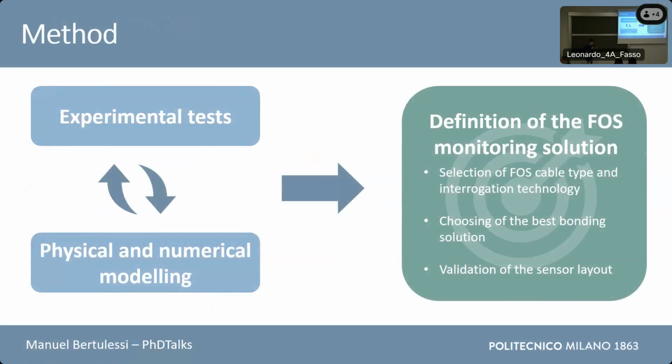We have these two important activities, experimental tests and physical numerical modeling. These two activities are performed simultaneously in order to get the correct definition of the fiber optic sensor monitoring solution. So we have to select the cable type and the interrogation technology. We have to choose the best bonding solution. It's a very important part.